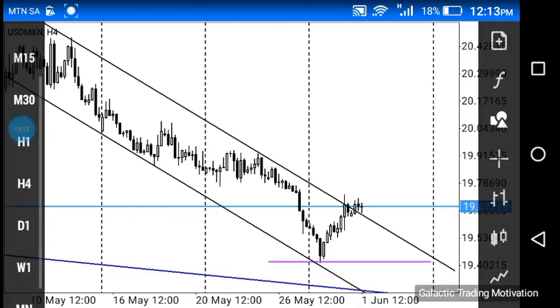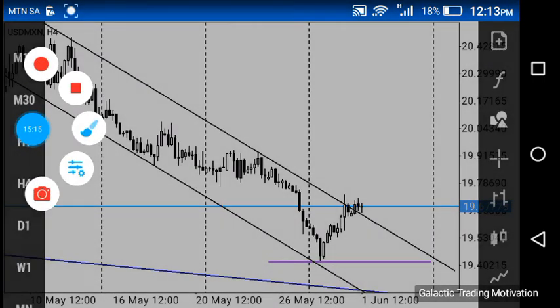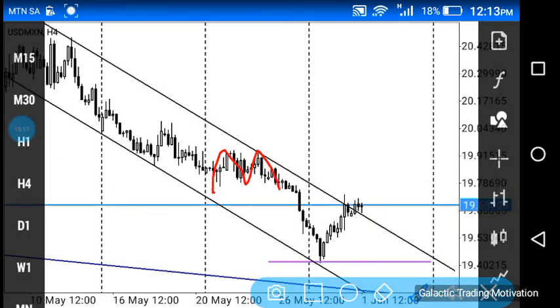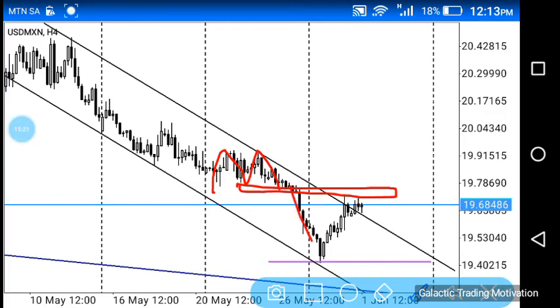And let me just redraw it. Price is retesting the neckline of this M structure, and what may happen is it may push further down to grab liquidity here and then push further up. So that is it, guys, in as far as my analysis for USD MXN goes.